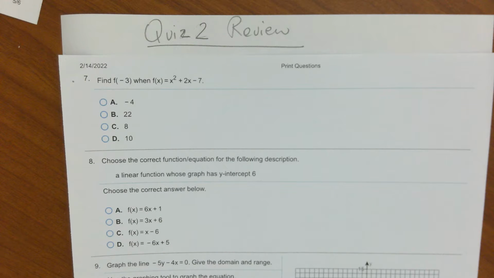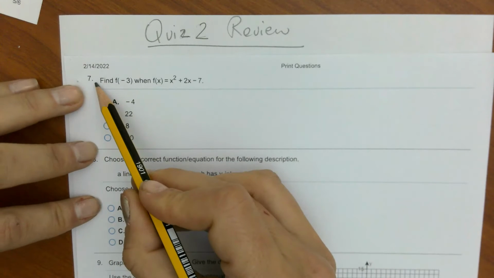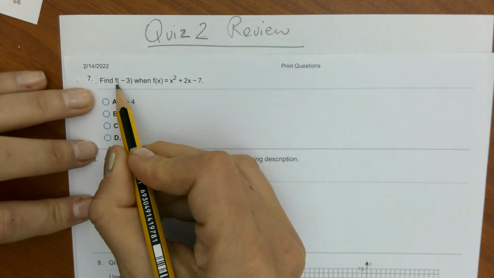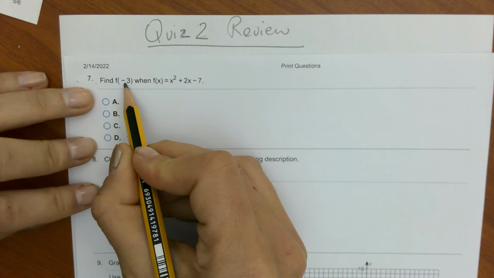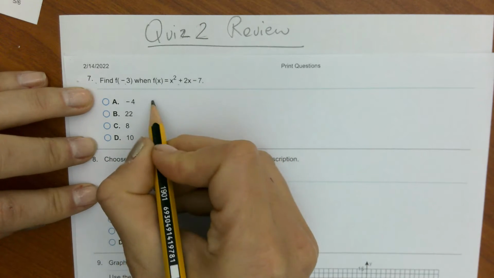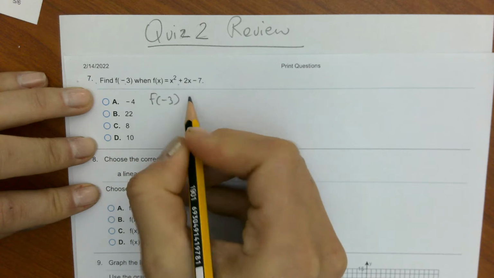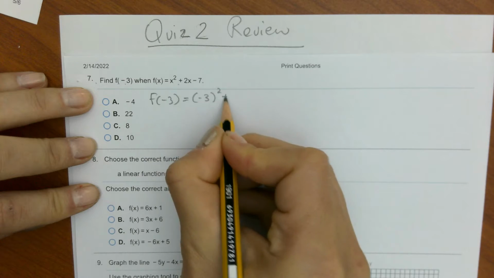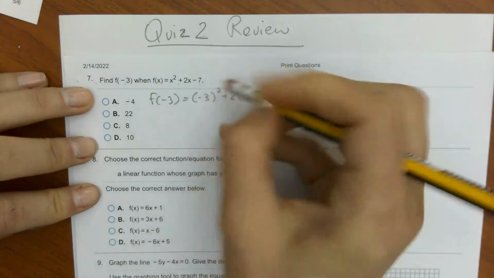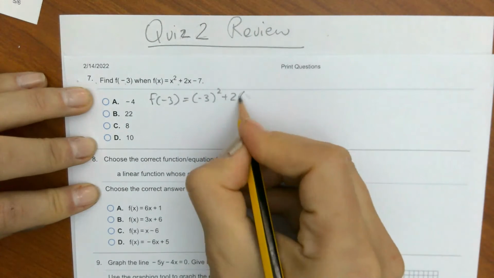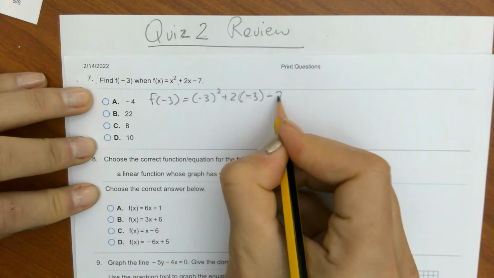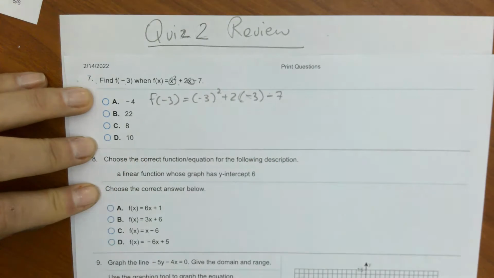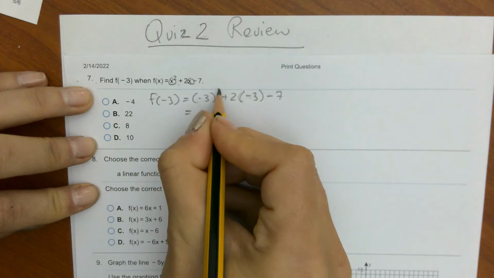Okay, we're still doing the quiz 2 review. Question number 7. It says, what is f of negative 3? So we just put in negative 3 wherever there's an x, but here you need to make sure you have brackets. Wherever there's an x, put brackets and then put your negative 3 in. So here I put brackets, here I put brackets. Be careful with this.